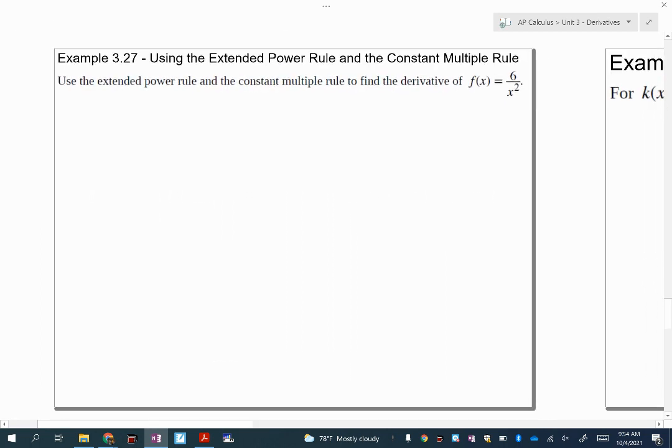All right, so let me give you an example to go with what I just said. You can do the quotient rule here, right? You have a numerator, you have a denominator, but there's no reason to. Go ahead and rewrite this as 6 times x to the negative 2nd power, right? Move the x squared to the top. It has a negative exponent now.